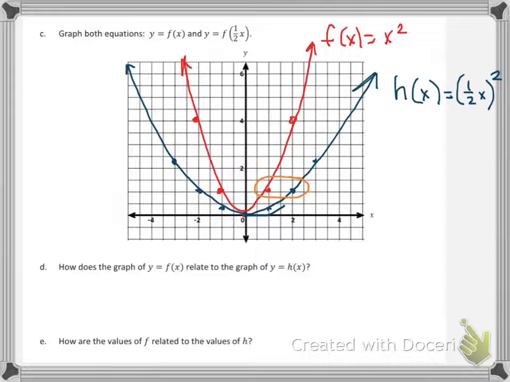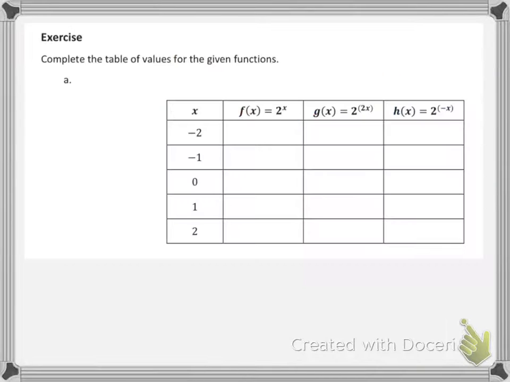Okay? And that's the exact opposite of when we had the 2x on Exploratory Challenge 1. So how are the values of f related to the values of h? Well, that's how. When they have the same output, the x values have to be twice as big on the h of x equals 1/2 x squared function. All right, and as far as looking at the graph, well, that graph that has the 1/2 coefficient is now wider. It's been stretched. All right, moving on.